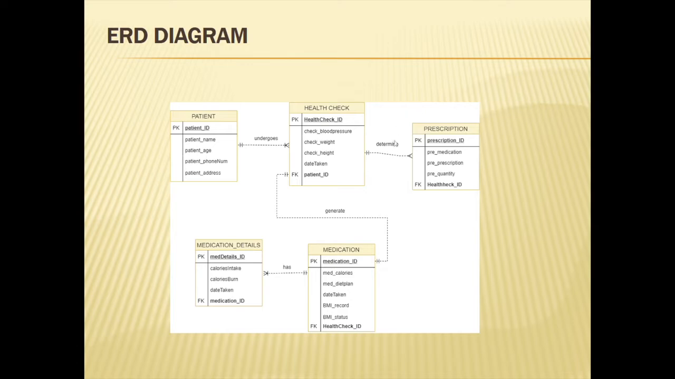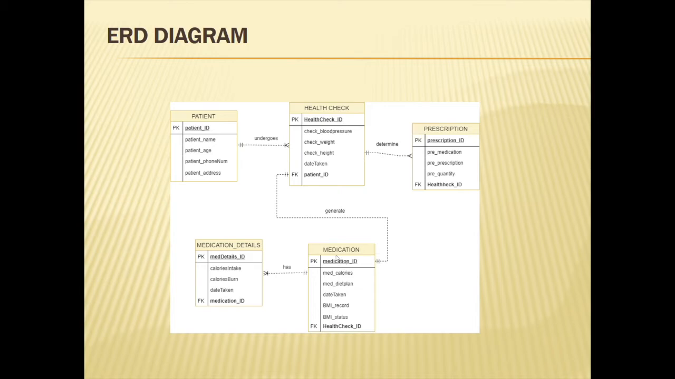So the third table is prescription. The primary key for prescription is prescription ID and 3 other attributes, which are pre-medication, pre-prescription, and pre-quantity. And the foreign key that we got here is health check ID, which is from the table health check. So the relationship between the health check and prescription is 1 to many and many to 1.